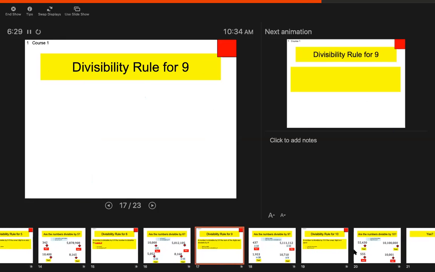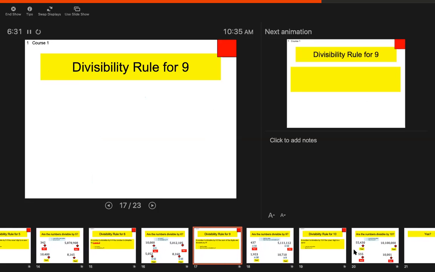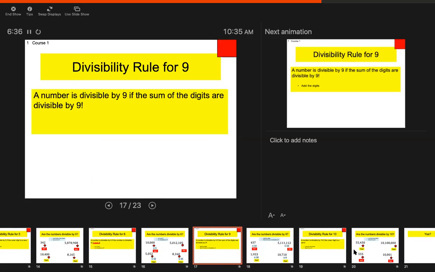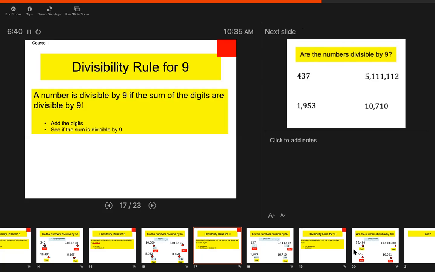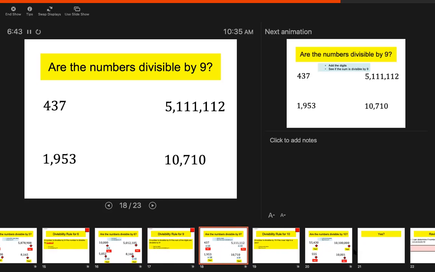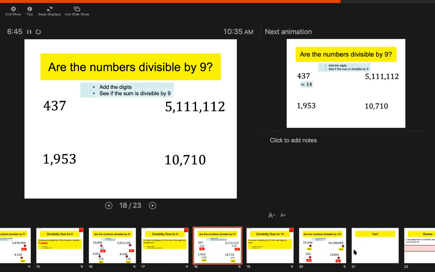For 9, we skip 7 and 8. 9, the rule says, it's kind of like the rule for 3. You add up all the digits, but this time you ask yourself, is it divisible by 9? So it's the same process. 4 plus 3 is 7, plus 7 is 14. 14 is not divisible by 9. 1 plus 9 is 10, plus 5 is 15, plus 3 is 18, and 18 is divisible by 9, so that one's a yes. 5, 6, 7, 8, 9, 10, plus 2 is 12.